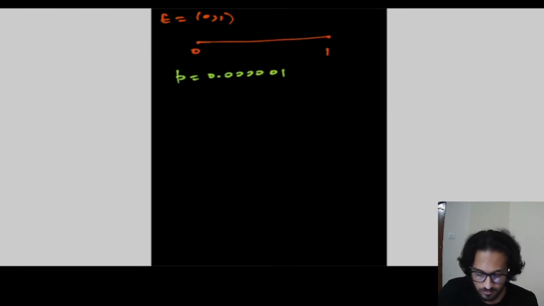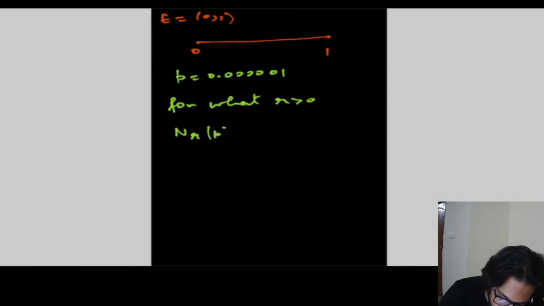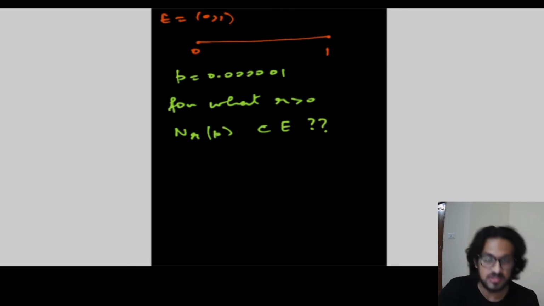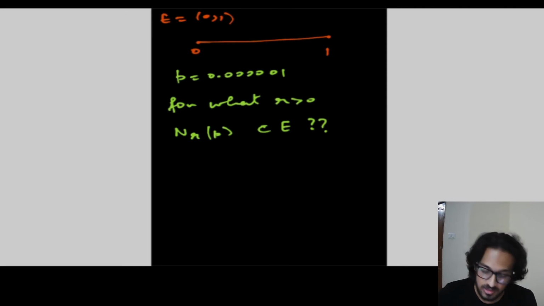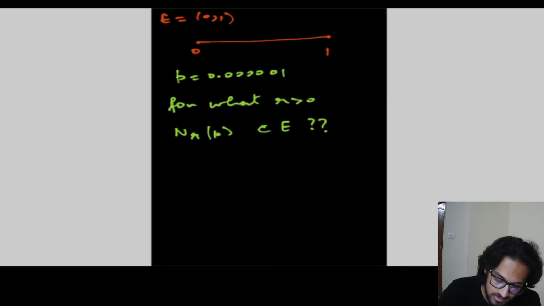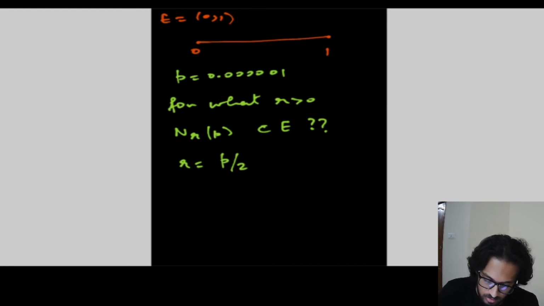So let's say my point P is 0.000001. Basically what I have to find is for what r greater than 0 will N_r(P) be a subset of E. I have to check if this is possible. Is there any r greater than 0 such that this is valid? Yes, there is. And what is that r? One example of that r in this case, if P is this, is simply P by 2.